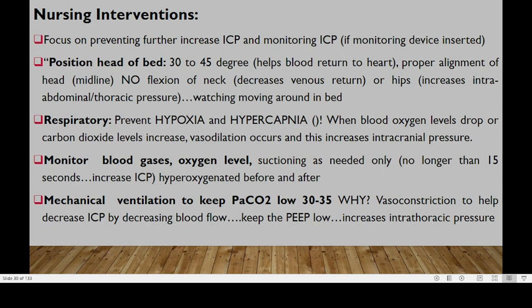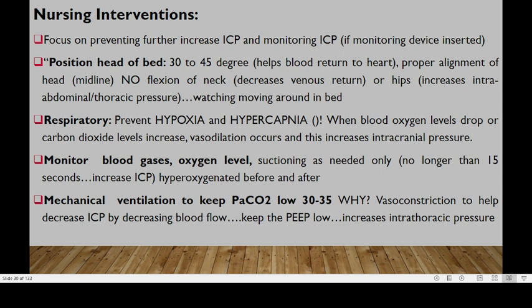All right. Next is the respiratory. You prevent hypoxia and hypercapnia. So remember when blood oxygen levels drop or carbon dioxide increases, vasodilation normally occurs, and this increases the intracranial pressure. You also need to monitor the blood gases and the oxygen level, so you do suctioning as needed only, no longer than 15 seconds, right? Because if you do that, it can also increase the ICP. Remember to hyperoxygenate before and after suction, right?